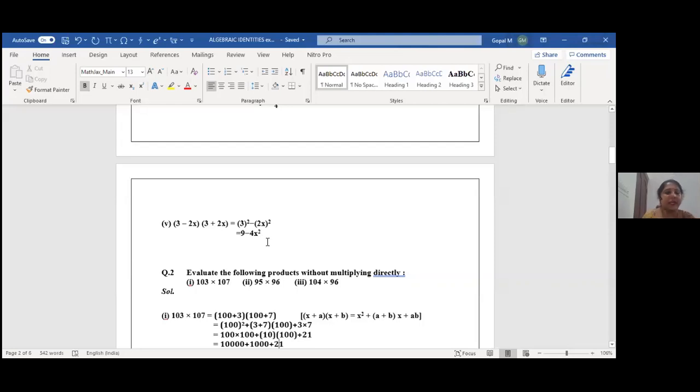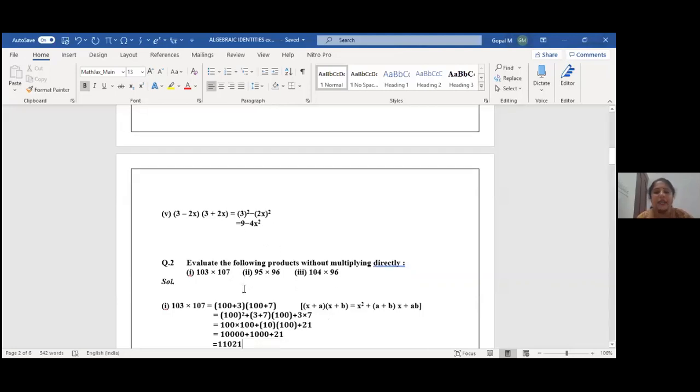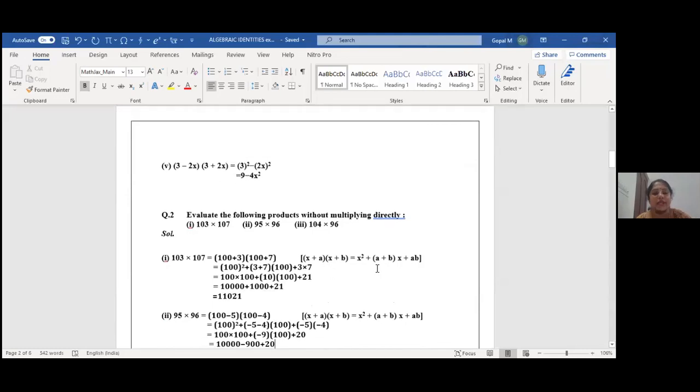Next, I gave even the second main also. Second main, it is 103 into 107. It is (100 plus 3) into (100 plus 7). Again, it is the (x plus a)(x plus b) form. Don't multiply like fourth or fifth standard students, 103 into 107. Here they gave: evaluate the following products without multiplying directly, or they may say by using identity.